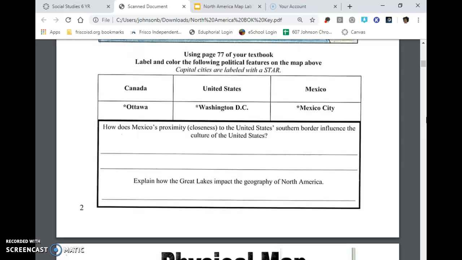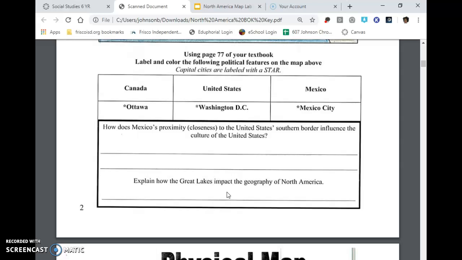Okay, then the second question was asking how the Great Lakes impact the geography of North America. Well, the Great Lakes provide one of the largest sources of fresh water here in North America and in the world. So that's something that I wanted you to think about.